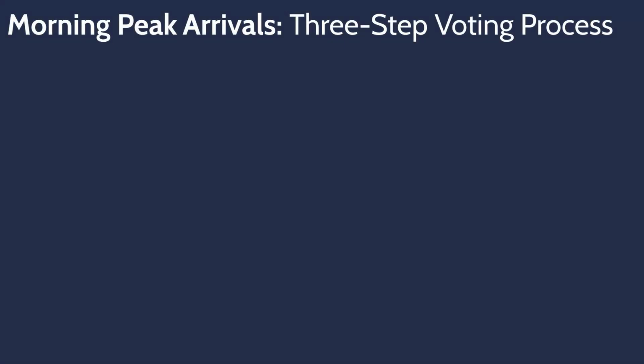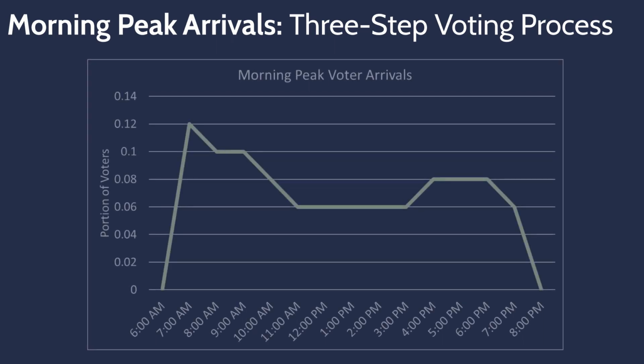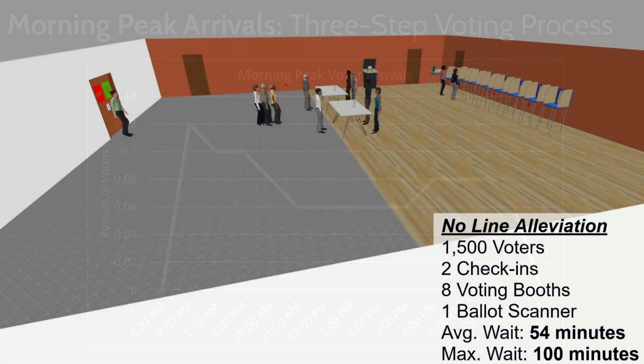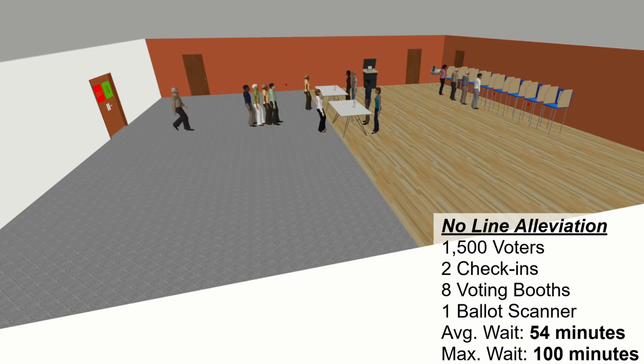In this video, we consider a three-step voting process with voter arrivals following a pattern exhibiting a peak in the morning. The plot on screen presents the proportion of voter arrivals per hour throughout the election day. The voting process with a morning peak in arrivals is simulated to identify average and longest voter wait times. A visual representation of this process is currently shown on screen.